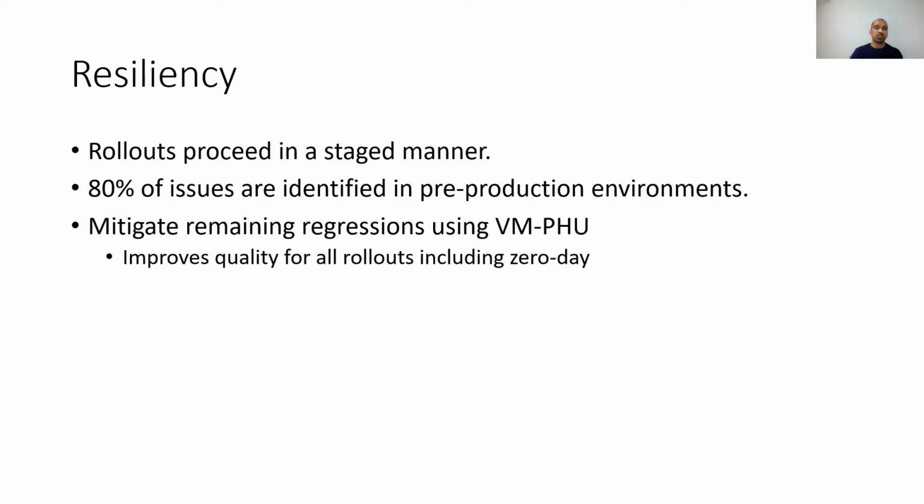Rollouts to production proceed in a staged manner even for 0-day updates. 80% of issues are proactively identified in pre-production environments. These issues are fixed before the rollout proceeds broadly. We mitigate the remaining regressions using our resiliency strategy using VM-foo. It not only improved the quality of 0-day updates, but also all rollouts benefited from it.